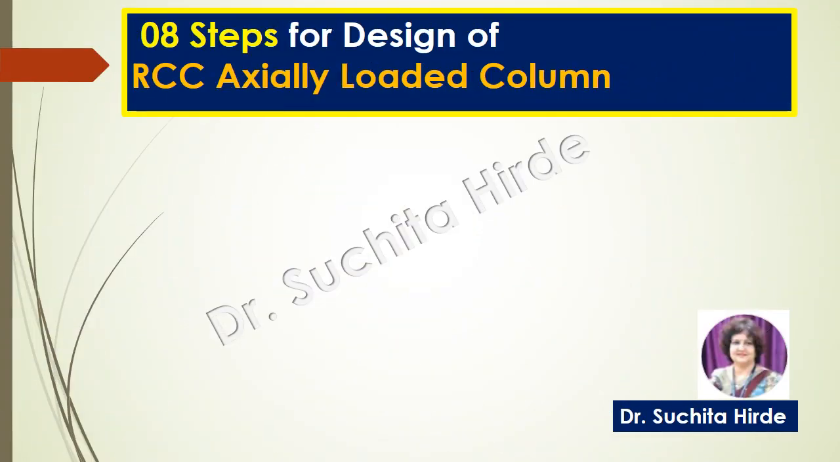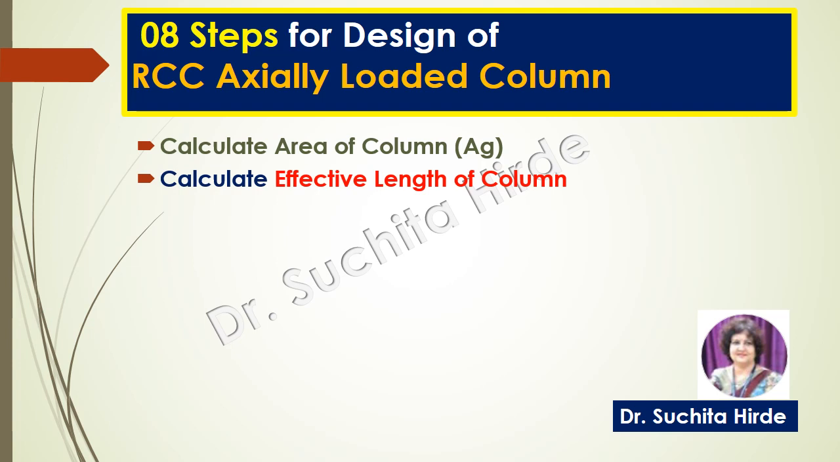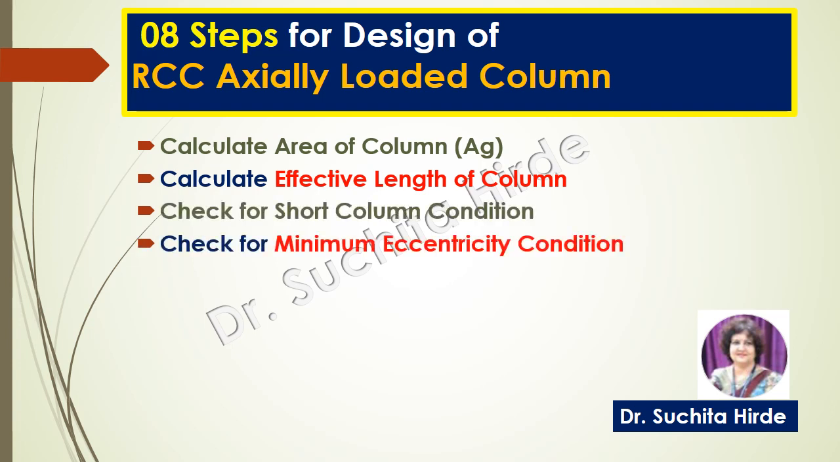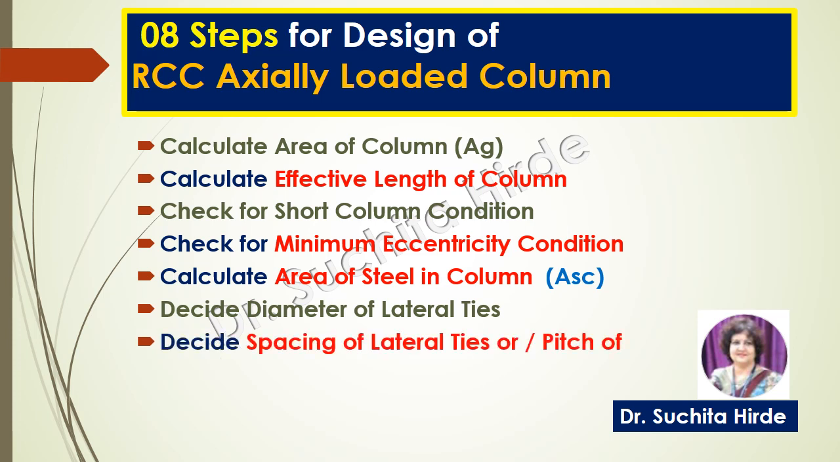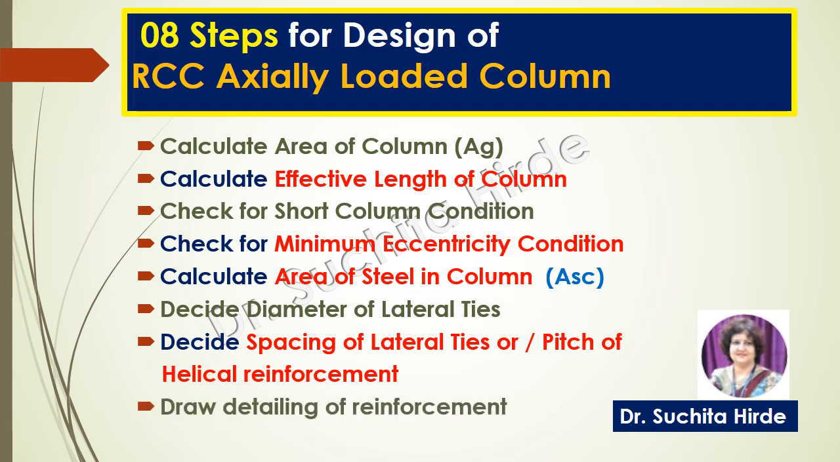In design of any short column, we have to follow 8 important steps. That is to calculate area of column, calculate effective length of column, check for short column condition, check for minimum eccentricity condition, calculate area of steel in column, decide diameter of lateral ties, decide spacing of lateral ties, or if the helical reinforcement is provided, then decide pitch of helical reinforcement, and then to draw detailing of reinforcement.